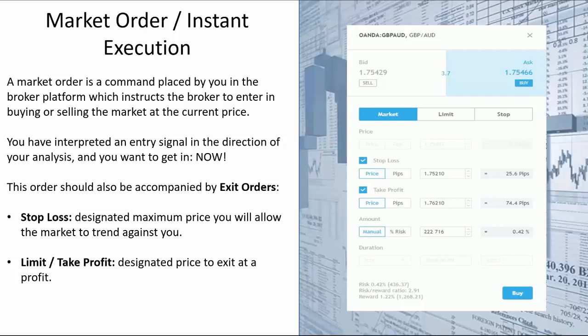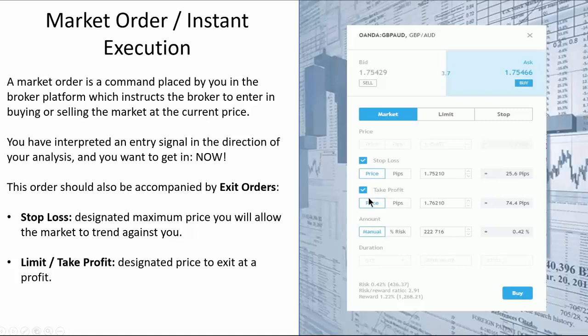When you fill out a market order, you should also be including exit orders, which means you're telling them, okay, take me in right now, but you also want to include a stop loss and a take profit. Since you're entering at the market price, there's nowhere for you to determine that price. It will be at whatever the current market price is. But you will designate a stop loss and a take profit.